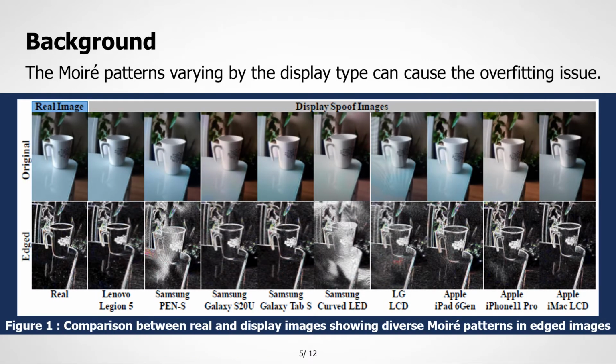To detect such cases, much effort has been put in to develop a model to distinguish between real and display images. However, the moiré patterns varying by the display type can cause the model's overfitting issue. As you can see in the second row of Figure 1, the moiré patterns are distinctively shown for each display type in the recaptured images.